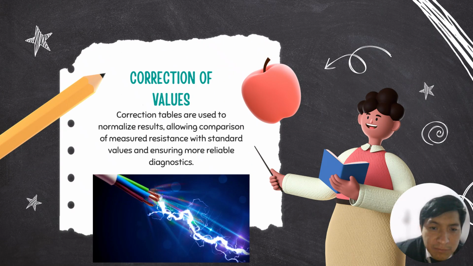Correction of values. Correction tables are used to normalize results, allowing comparison of measured resistance with standard values and ensuring more reliable diagnostics.